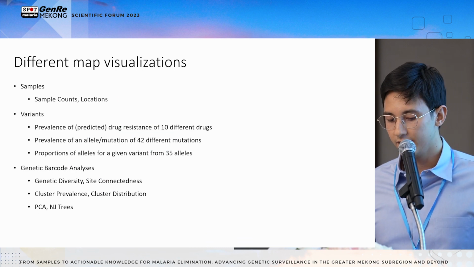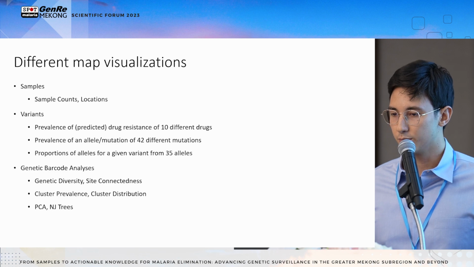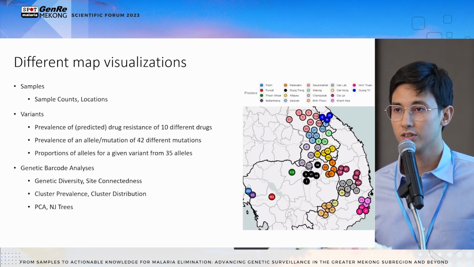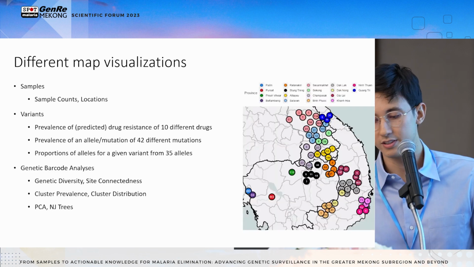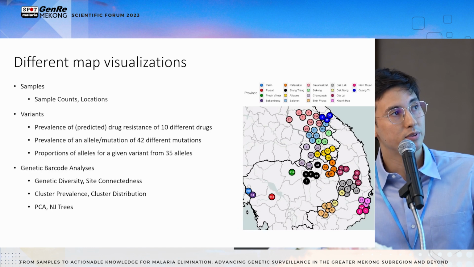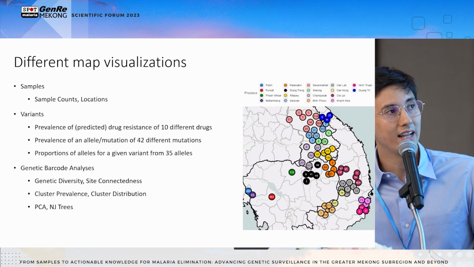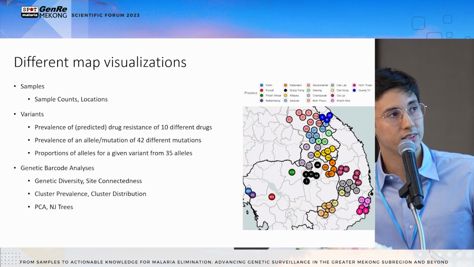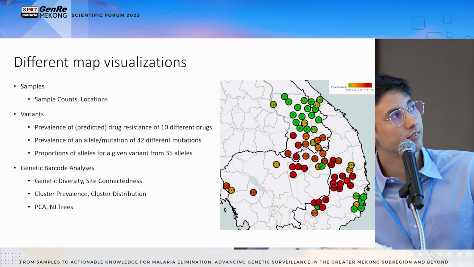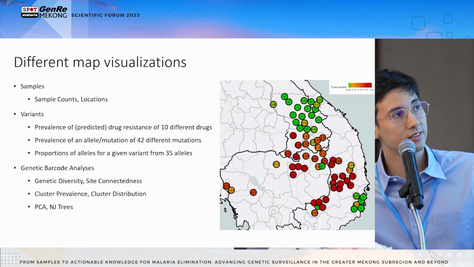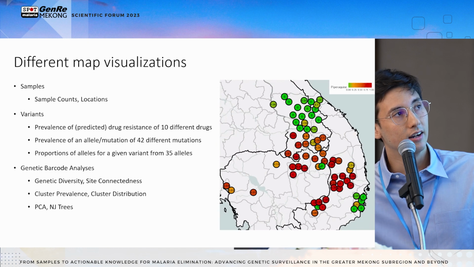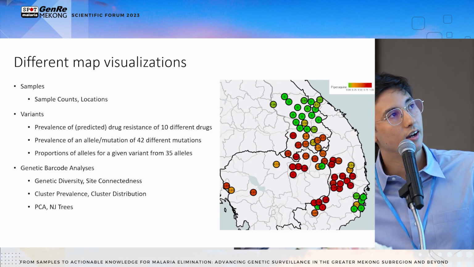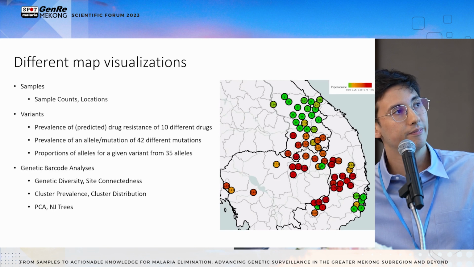So firstly, the grcMalaria R package could produce a map of the sample counts. As you can see here, this is a map of the distribution of samples collected in Cambodia, Laos, and Vietnam. It can also produce maps of predicted resistance to up to 10 different drugs. So here you can see a map of the same geographical regions, but here of resistance to piperaquine.